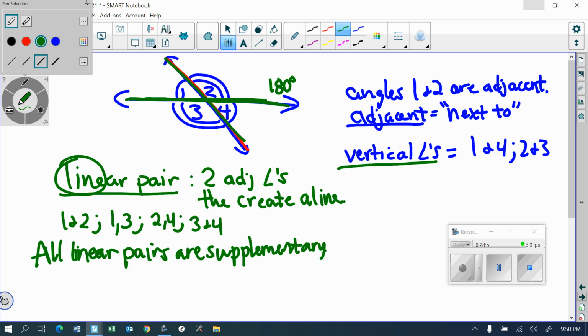Okay? And supplementary means two angles that add to 180 degrees. Now, to go along with that, notice I said two angles. You can't just say angles that add to 180, because if I say angles, that could be 2, 3, 4, 5, or 6, however many I want that add to 180. No, two angles only.